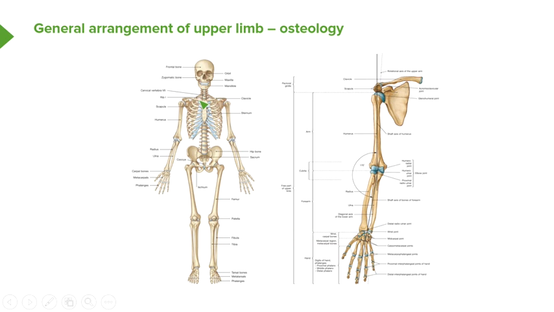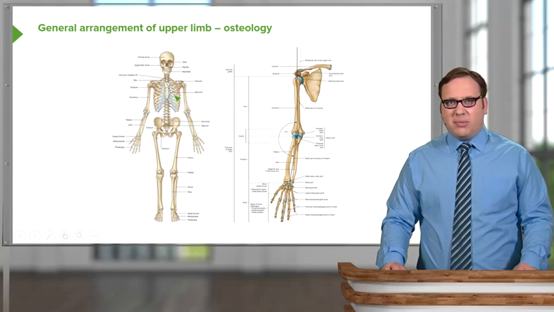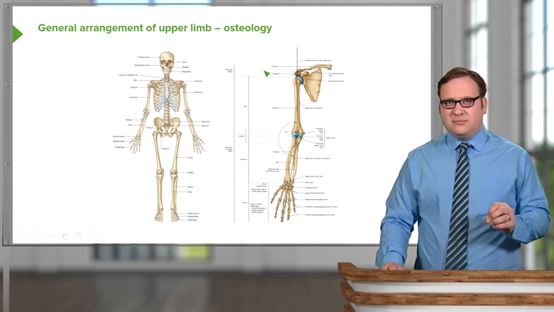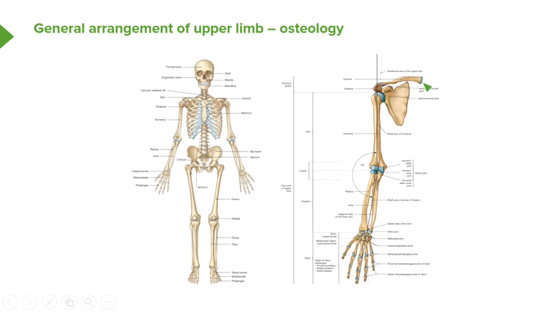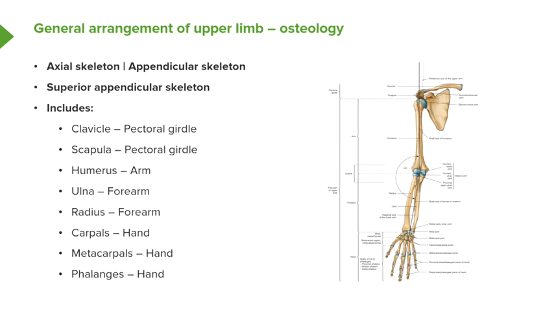appendicular skeleton. The appendicular skeleton, the upper limb in this case, the superior appendicular skeleton, is connected to the axial skeleton by way of just one joint. This joint that exists between the medial end of the clavicle and the sternum, the sternoclavicular joint. This is the only joint that allows the superior appendicular skeleton to articulate with the axial skeleton. And this small joint enables a high range of movement. So the superior appendicular skeleton, the upper limb, therefore has this wide range of movement.